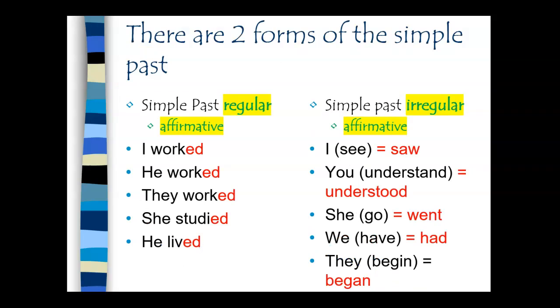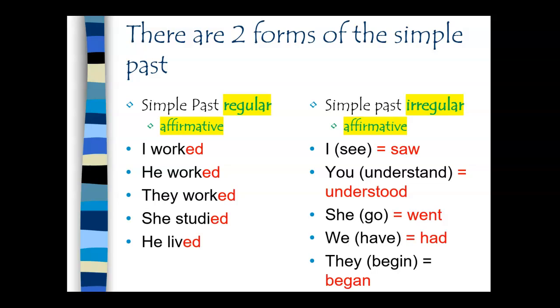There are 2 forms of the simple past when we have verbs other than the verb to be. We have regular verbs and irregular verbs. In the affirmative form, with a regular verb, we add ed with all subjects. I worked, he worked, they worked. She studied, he lived. And for an irregular verb in the affirmative, you have to learn them.